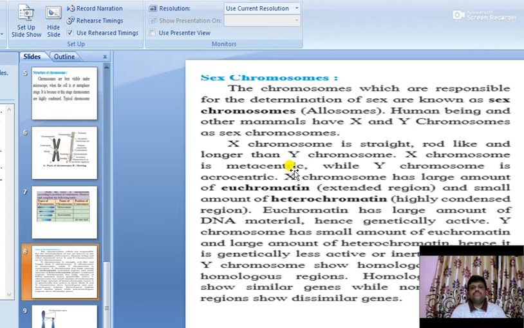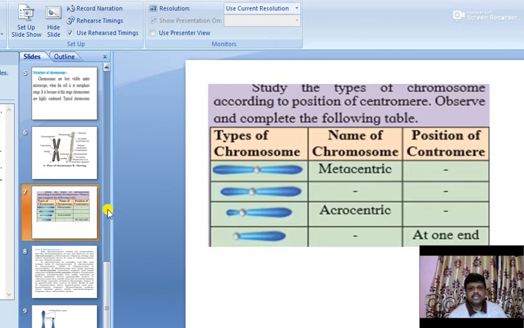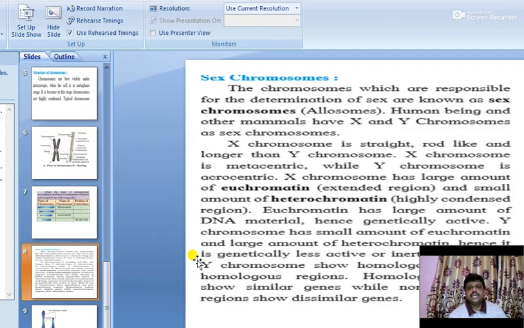So this type of chromosome, that is the X chromosome, is basically metacentric, while the Y chromosome is acrocentric, in which the centromere is present towards the end or near the end. So this Y chromosome is known as an acrocentric type of chromosome.